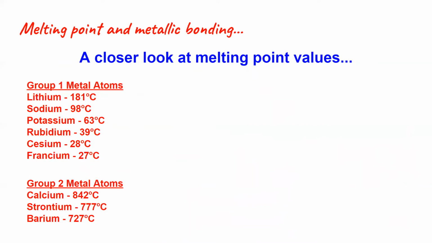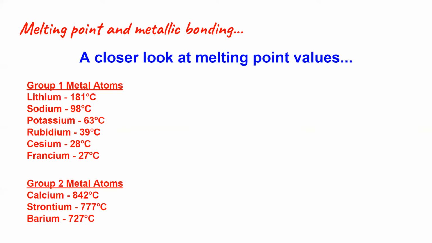So let's take a closer look at melting point values. On the screen, you'll see that I've listed the melting point values for group 1 metal atoms. I have lithium going down to francium, and you notice a consistent decrease in melting point for the reasons that we just discussed. Now, how does that change when we look at group 2? You'll notice I identified the melting points for calcium, strontium, and barium, and you notice the same trend. Going from calcium to a larger atom, strontium, to a larger atom, barium, you notice that the melting point decreases, just like you would expect. Larger size, melting point is going to be lower.